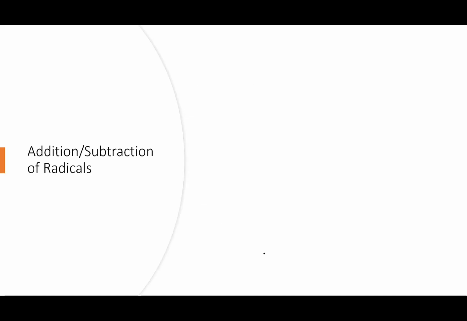As we move on to the addition and subtraction rules of radicals, it's important to know that we will be combining like terms. So what does like terms mean? When we get to radicals, it means like terms have the same index and the same radicand. So either they're all square roots, cube roots, whatever they are, they match, and then what's underneath the radical sign also needs to match.